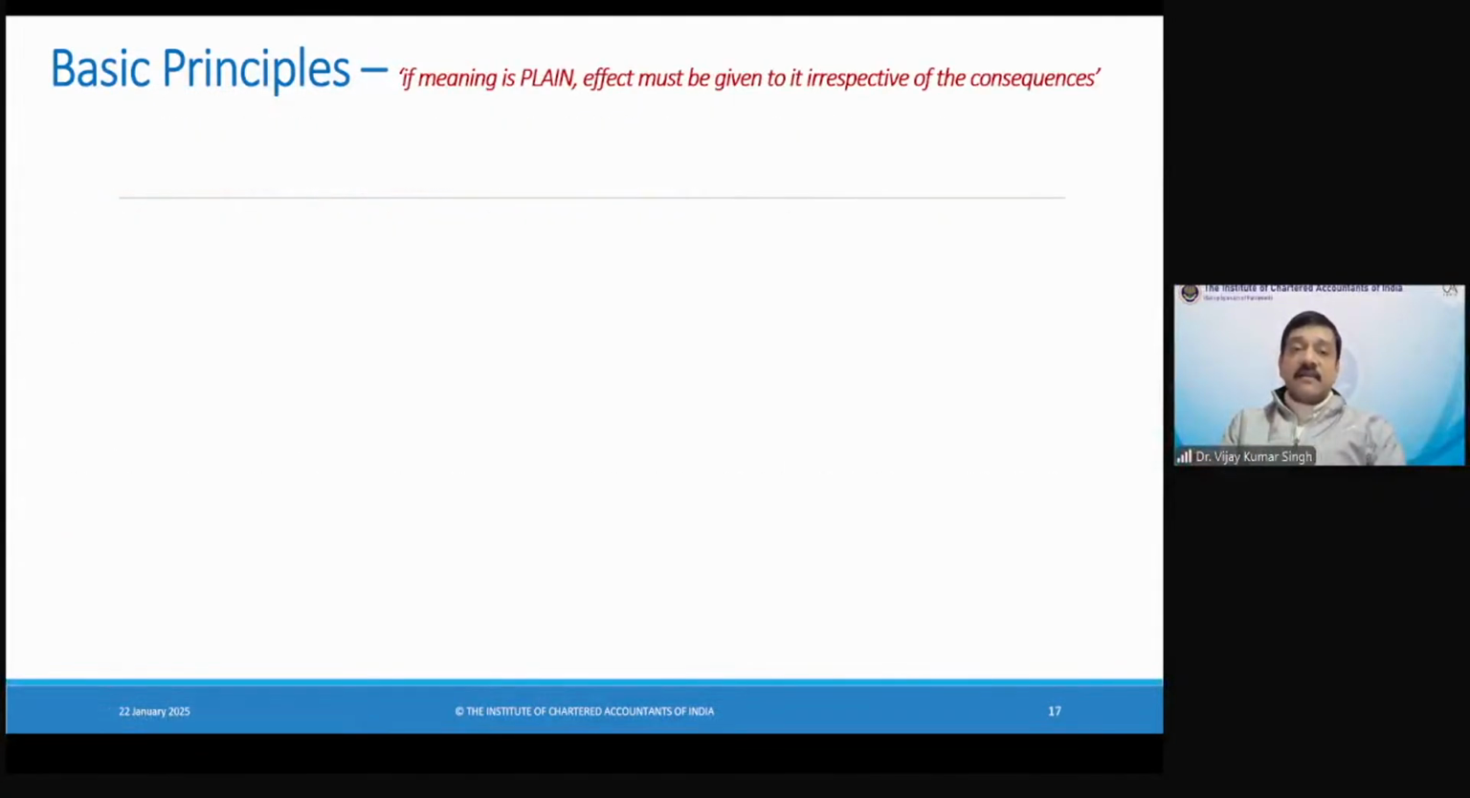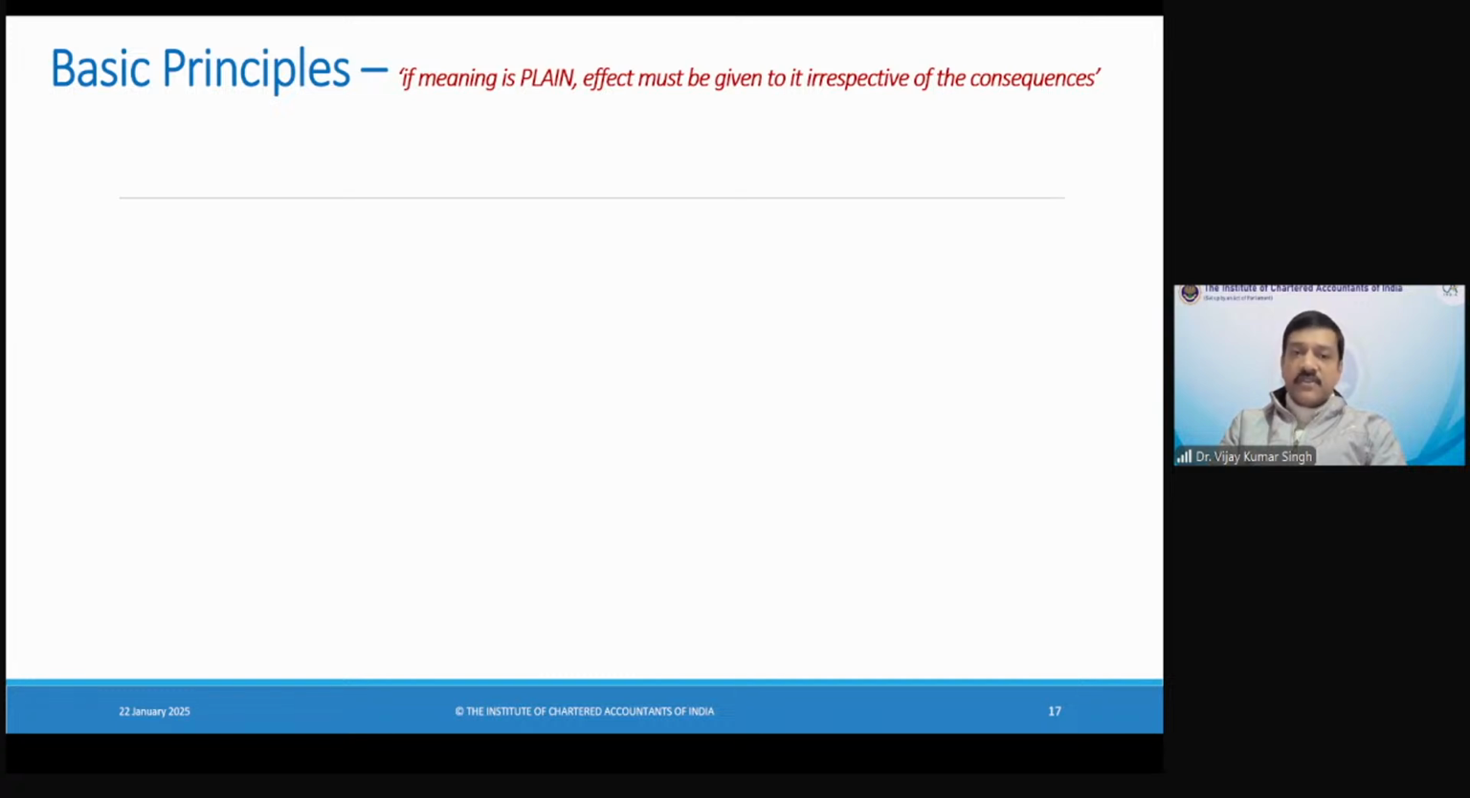Then the last important principle is that if the meaning is plain, effect must be given to it irrespective of its consequences. Generally, the courts cannot say that if we give effect to this particular provision, the consequences are very harsh, there is a problem. That they cannot say. Irrespective of the harshness of the provision, if the meaning is clear and there is no ambiguity, effect has to be given to that provision. Like, for example, we are talking about demonetization, right?